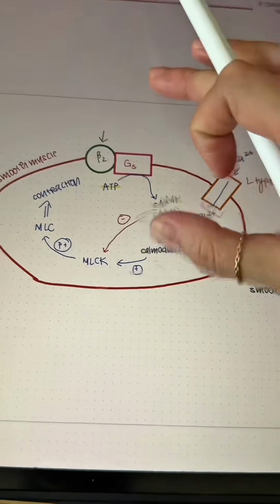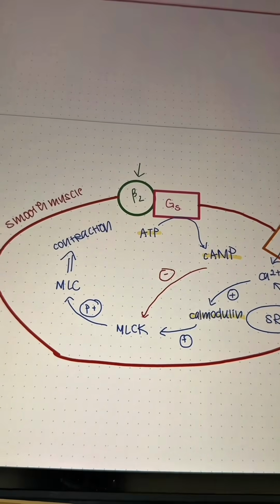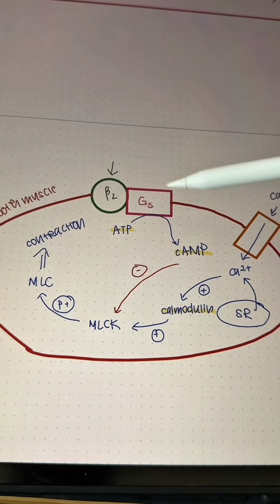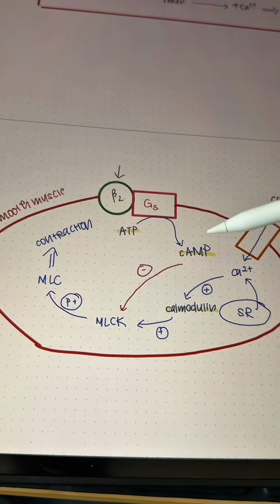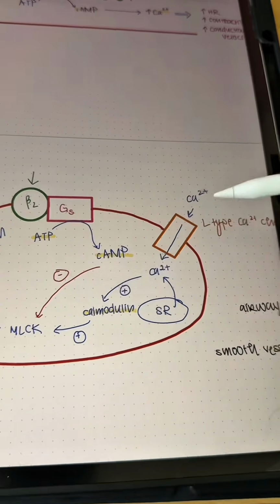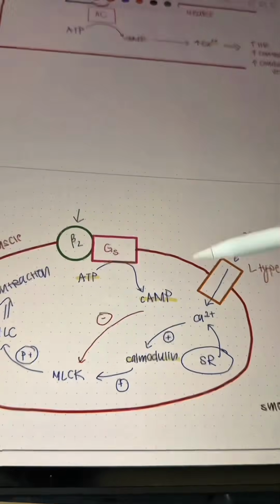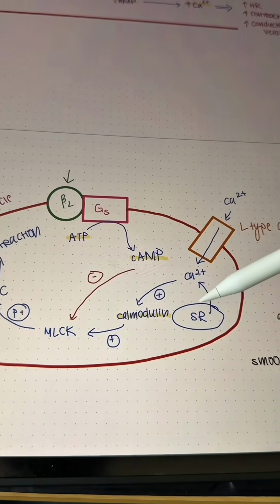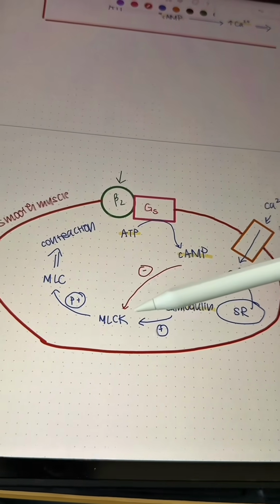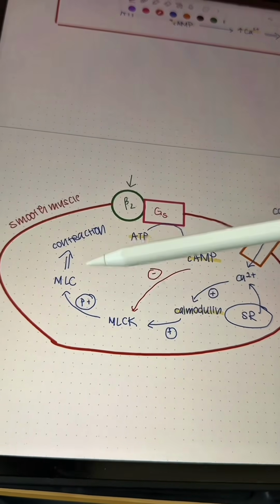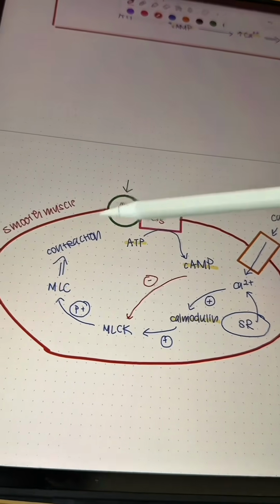Let's move on to beta-2 receptors. Beta-2 receptors are also G-protein coupled receptors. It is coupled with the Gs protein, which activates adenylyl cyclase, converting ATP to cAMP. And normally, calcium goes into the cell through L-type calcium channels, and it stimulates more calcium release from the sarcoplasmic reticulum, and then it binds to calmodulin, which activates myosin light chain kinase. That phosphorylates the myosin light chains, which causes smooth muscle contraction.